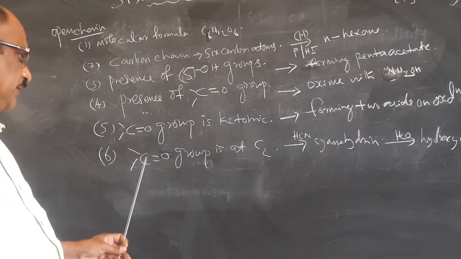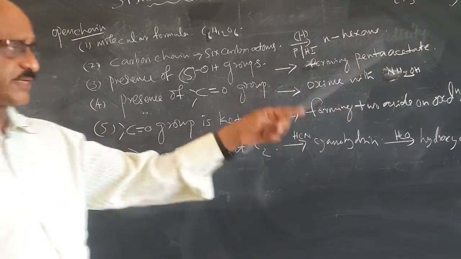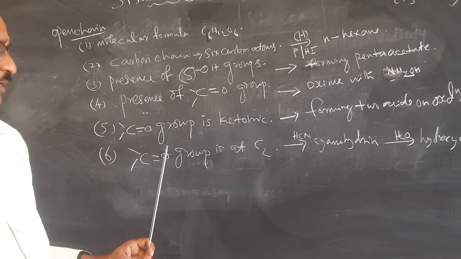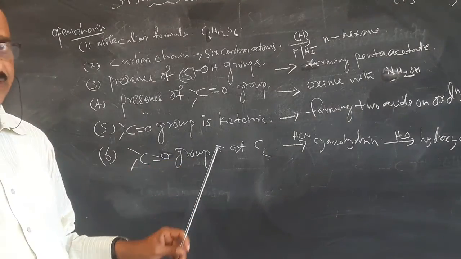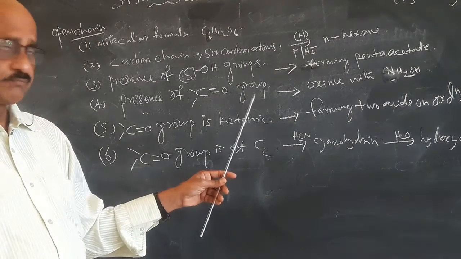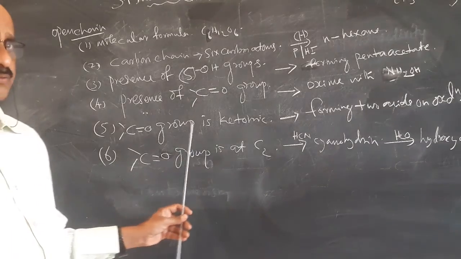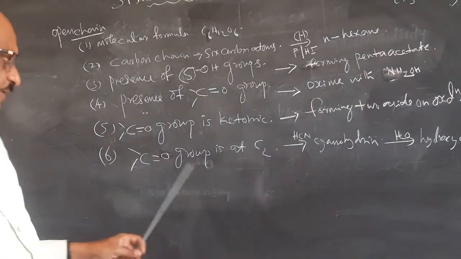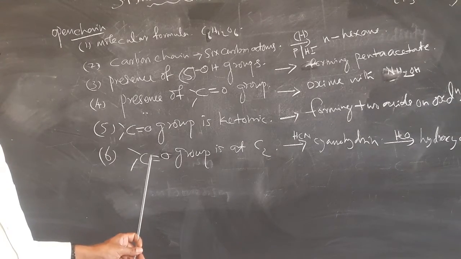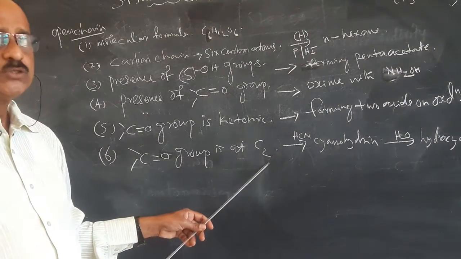And the next point, the presence of CO group. It is a long chain compound, we know, having 6 carbon atoms, that also we know. There are 5 OH groups, that also we know. Presence of CO group, that also we can come to. And the CO group is present as a ketonic group, that also we can understand. And here, the presence of CO group, where it is there, that is at carbon number 2.